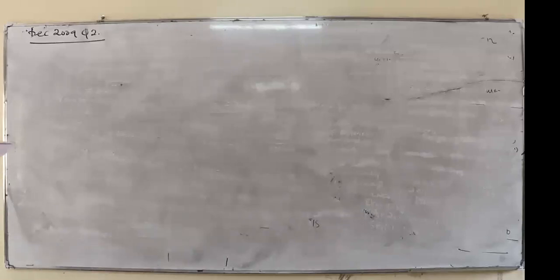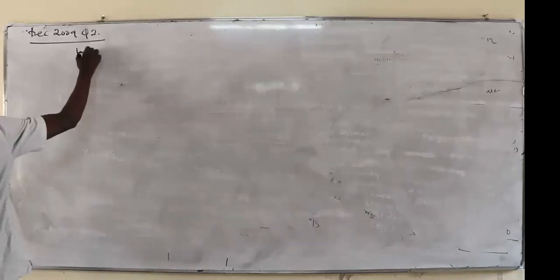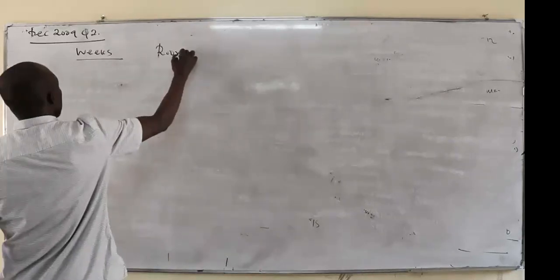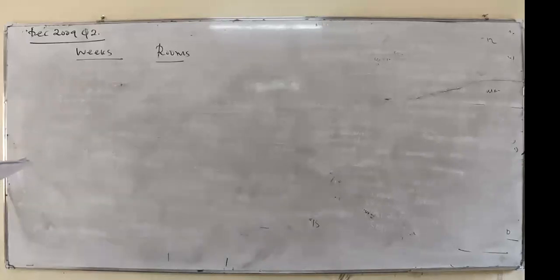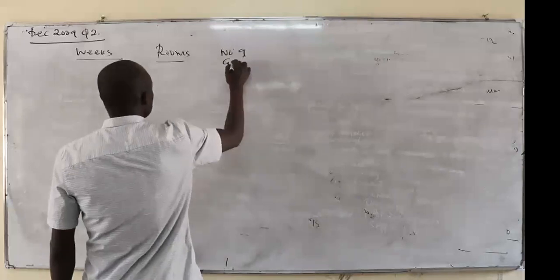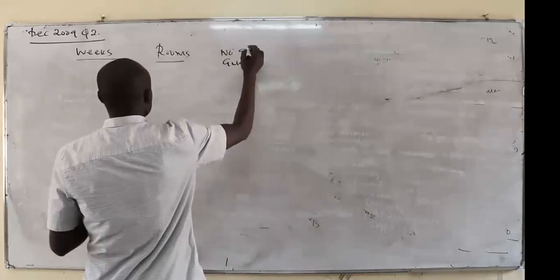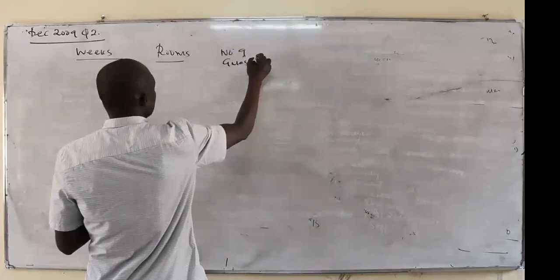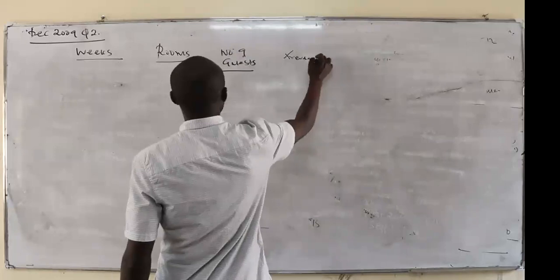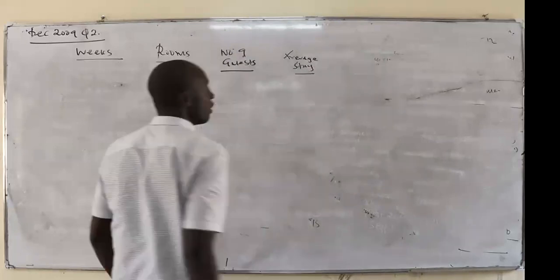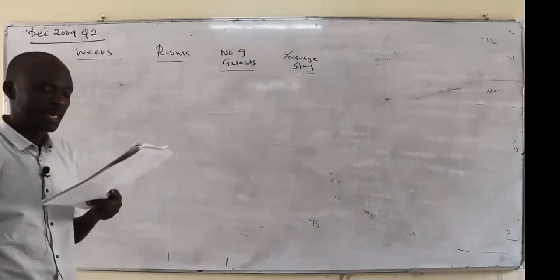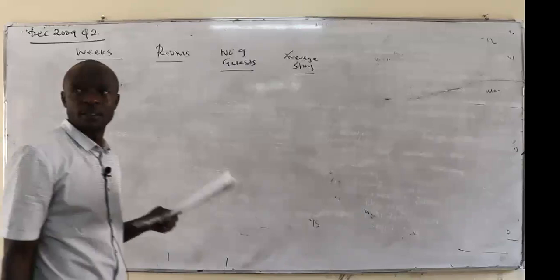So here we have weeks, and then we have rooms. And then we have number of guests. We also have average stay, and then guest nights.